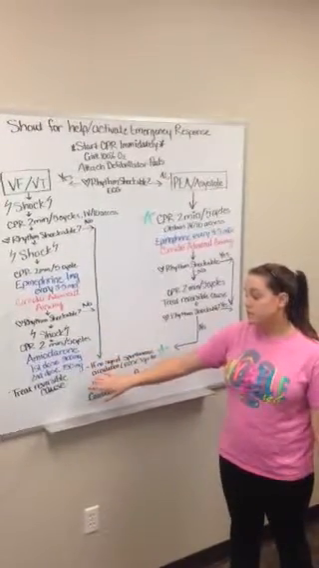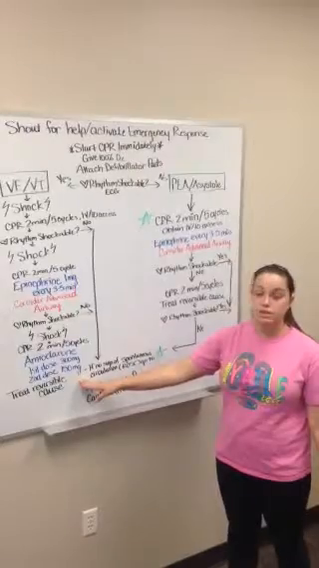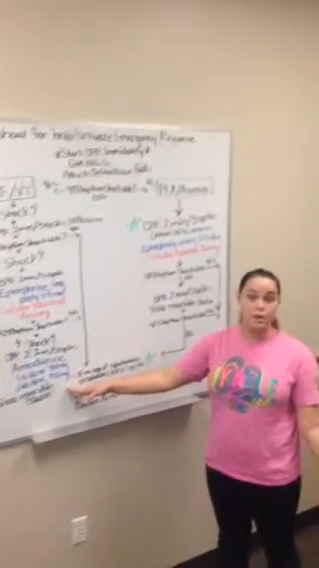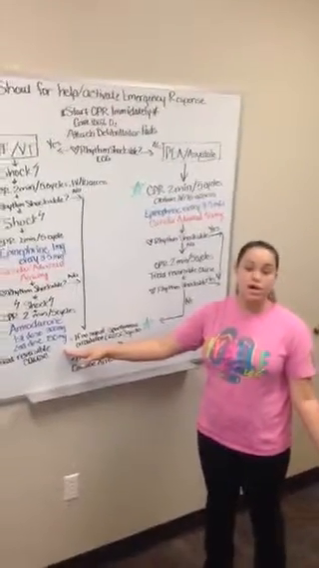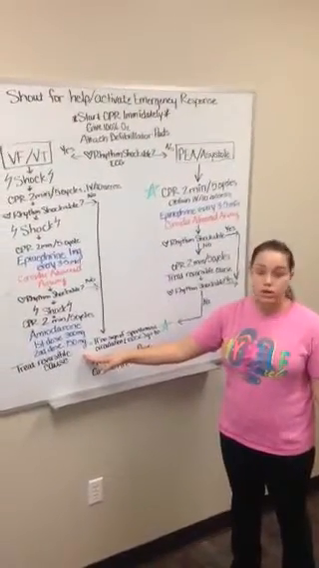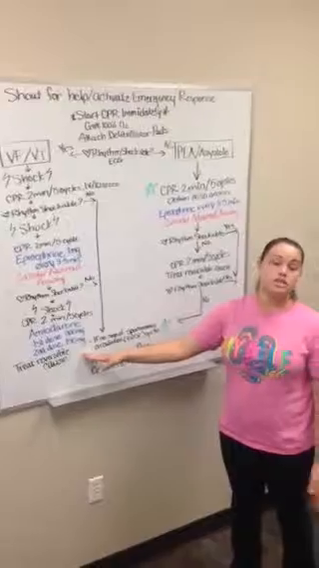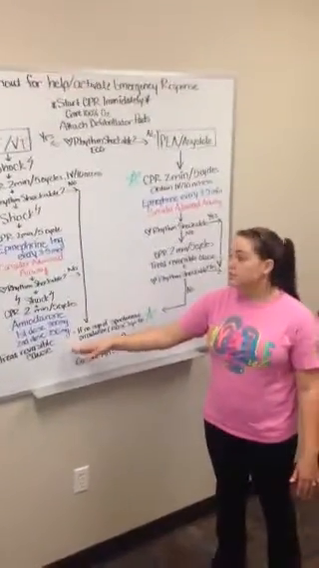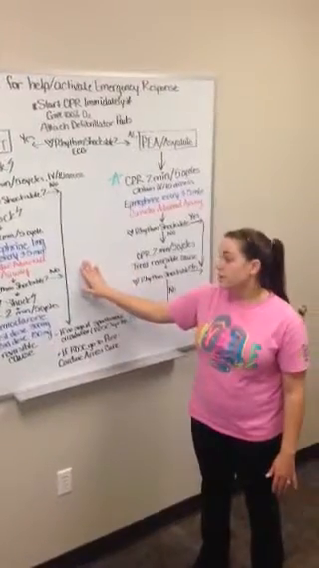Once you get into this series of the algorithm, you want to start considering the reversible causes. These would be your H's and T's. Hypothermia, hyperkalemia, hypokalemia, pulmonary coronary thrombosis, cardiac tamponade. There's a list. You basically need to find out what exactly is causing the problem that's resulting in the arrest.